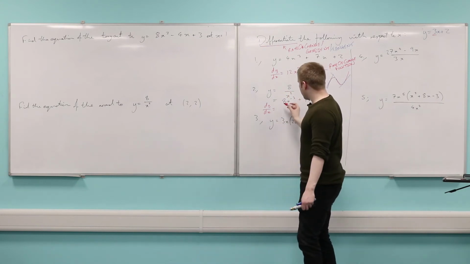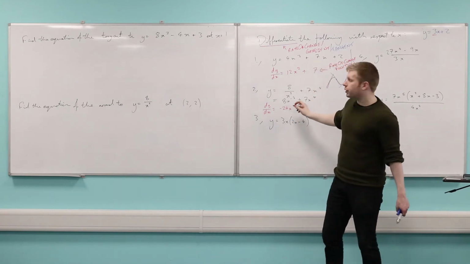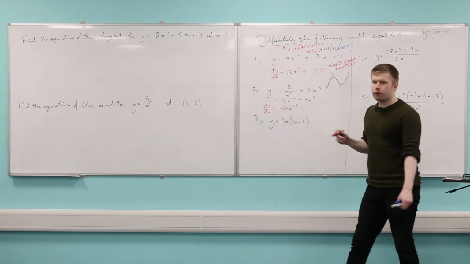Yeah, good. So you bring the power down. Negative 3 times 8 is negative 24. x to the power of, reduce the power by 1, negative 4. Good. Somebody else, what would 7x to the power of 4 become?